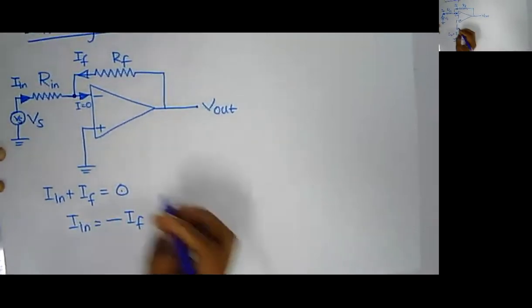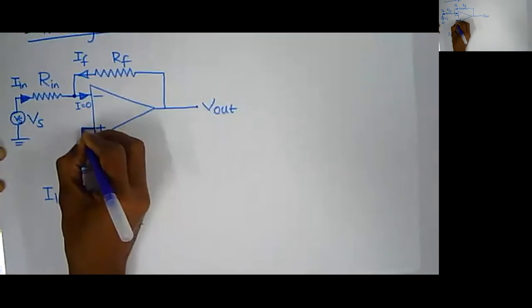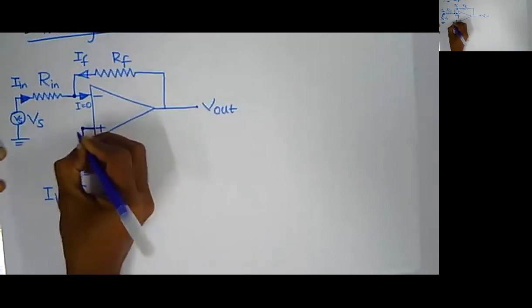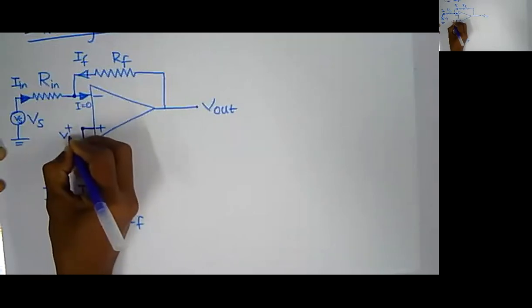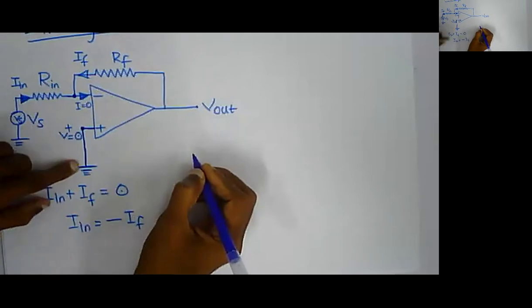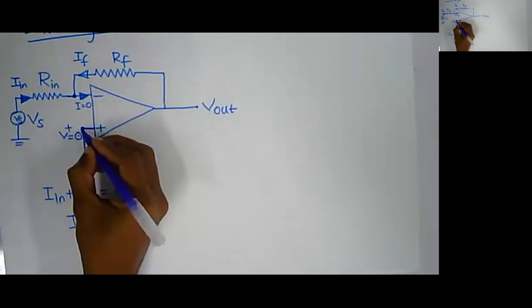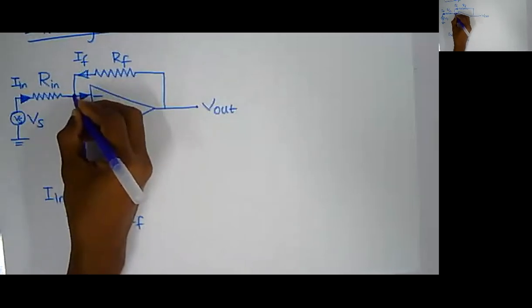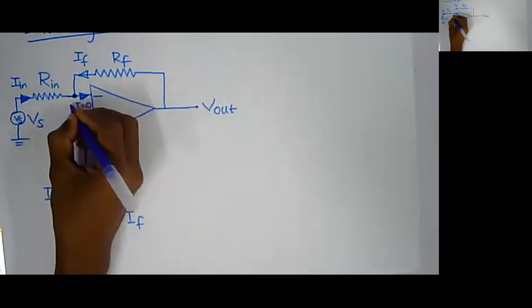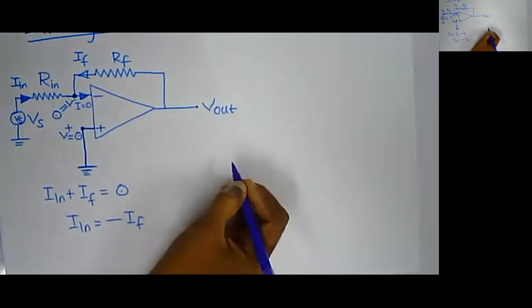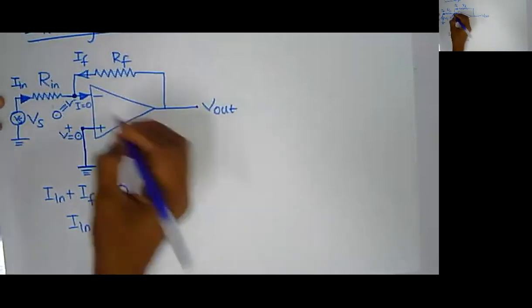Similarly, I have another hint as well. What is the voltage at the non-inverting terminal? This is directly grounded, am I right? So I can say that V plus is equal to 0. If V plus is 0, since there is a feedback resistance, I can immediately say that my V minus is also going to be 0.